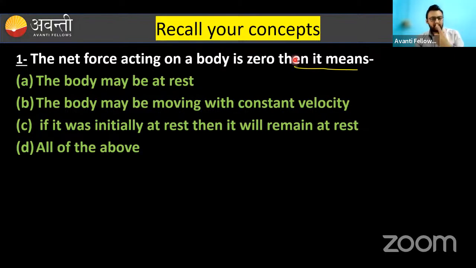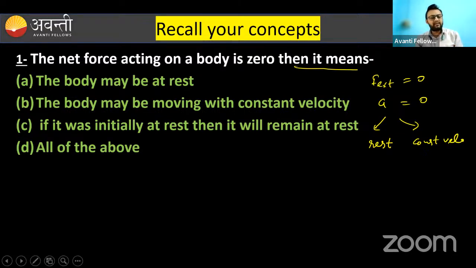Very good. Okay. So it's very obvious. When the net force on a body is zero, what does it mean? If net force is zero, then it means acceleration is also zero. And if acceleration is zero, there are two things. Either the body will remain at rest or the body will move with constant velocity. In whichever state it was, it will remain in that state. That was a simple thing that we all know. Now we are going to use these things actually. So be ready for that.